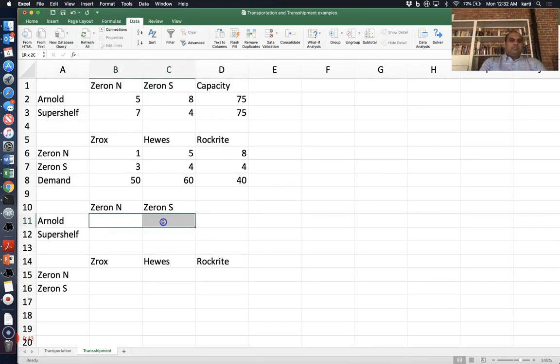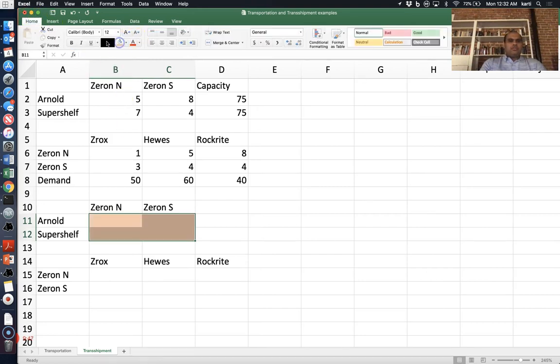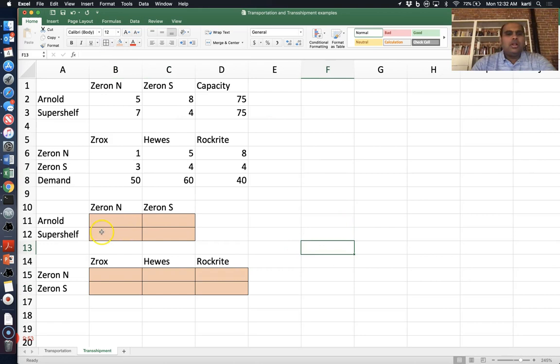Just like last time, I'm going to color code them. So I know that these are my decision variables right here, two sets of decision variables. This set tells me how many units get transported in the first stage of the supply chain, and these decision variables tell me how many units get transported from which location to which location in the second part of the supply chain.